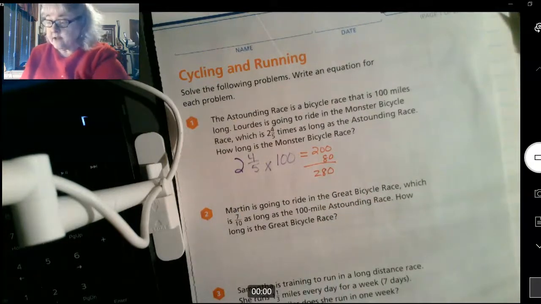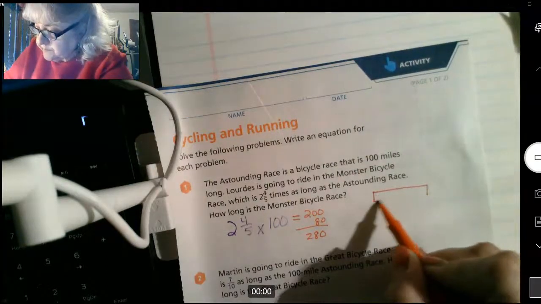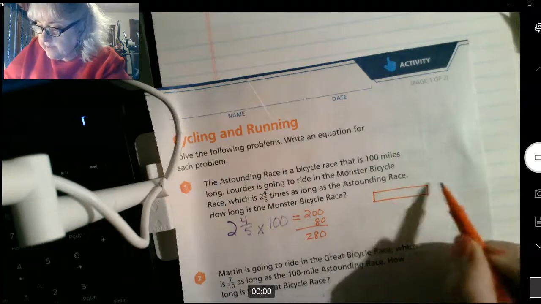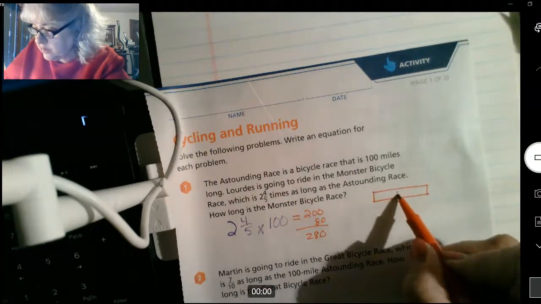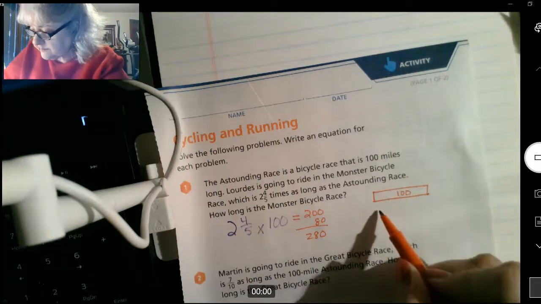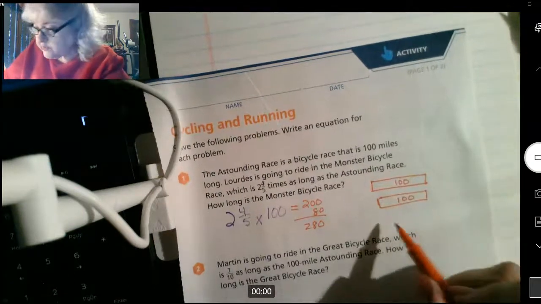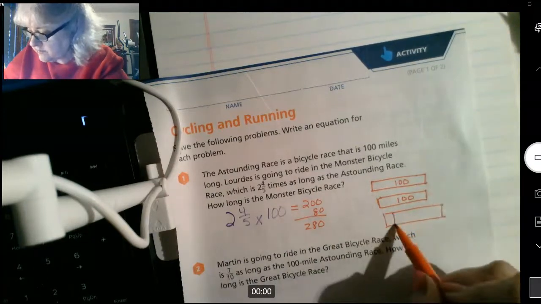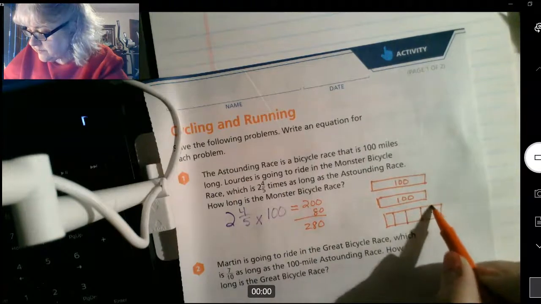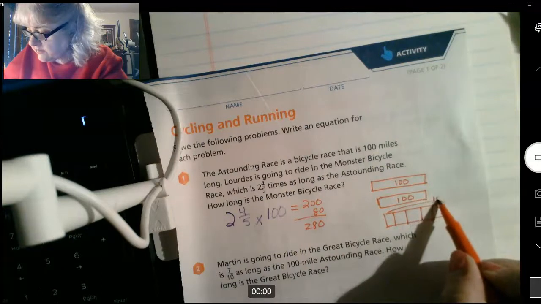Now this is how I would solve this problem using fraction bars. There's one time around the track, and I know that that would be 100 miles. Here's 2 times around the track. That's going to be 100 miles. Then I have 4/5. And that, once again, is 100 miles.